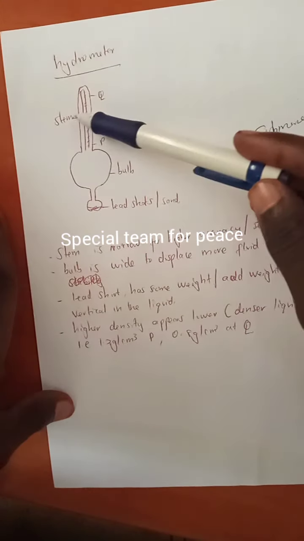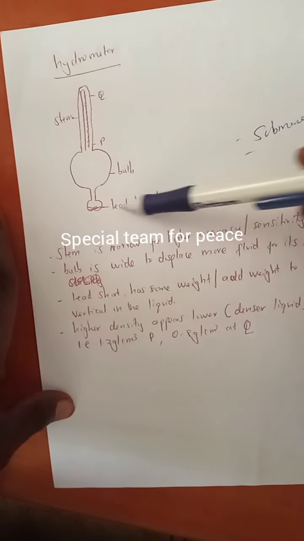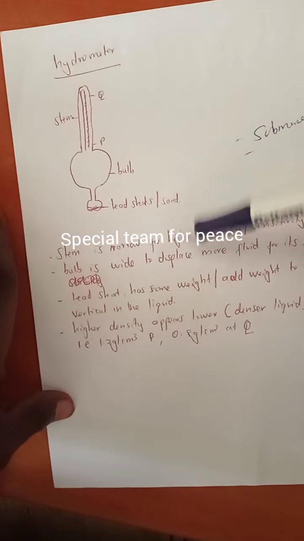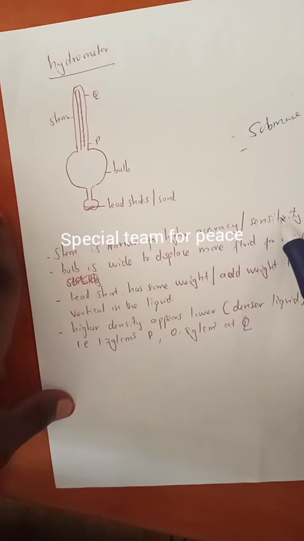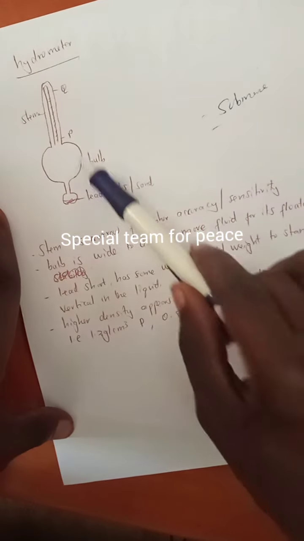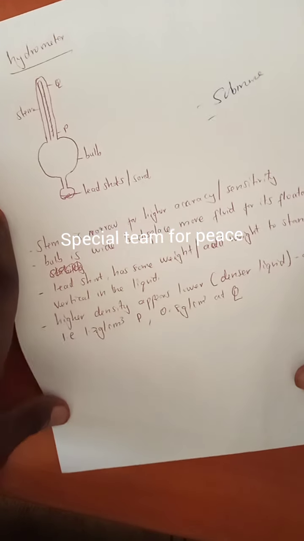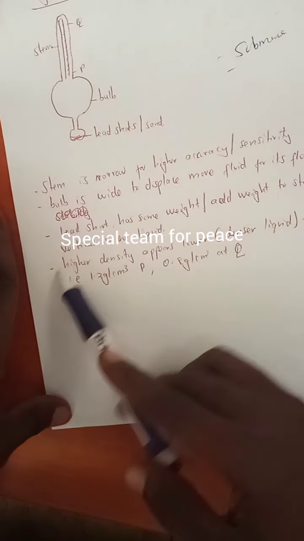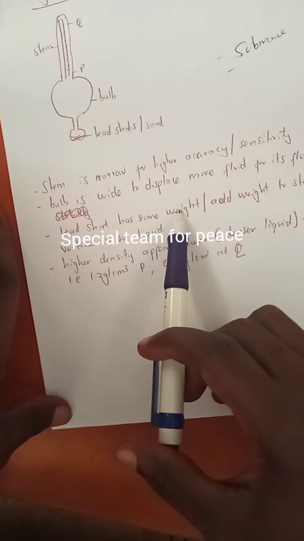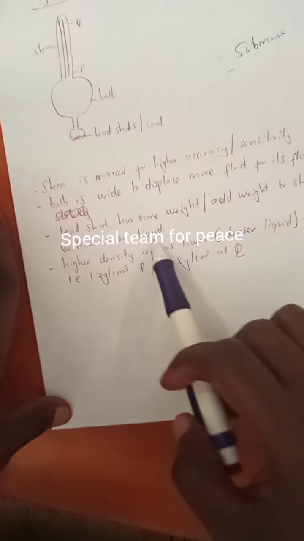You're supposed to label this one as the stem. We have a scale here. We have a bulb. We have this bottom with some lead shots or some sand just to add weight. So their functions are that the stem is normally narrow for higher accuracy or sensitivity. Then the bulb is wide, so that it can displace more fluid for it to float. Remember, an increase in volume will increase the upthrust force, enabling it to float. Then the lead shots add weight so that it can stand upright or vertically in the liquid.